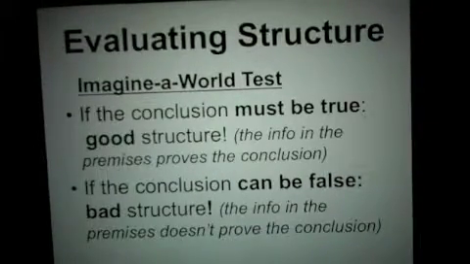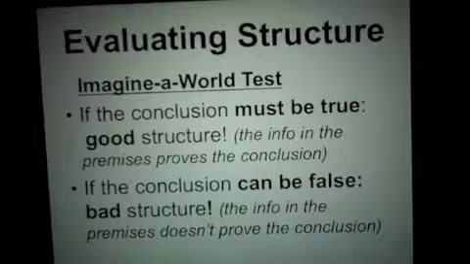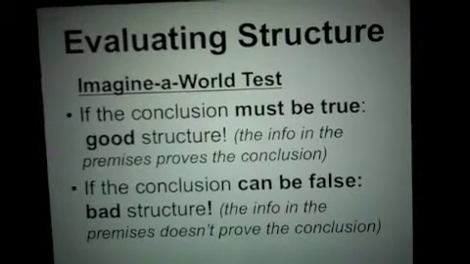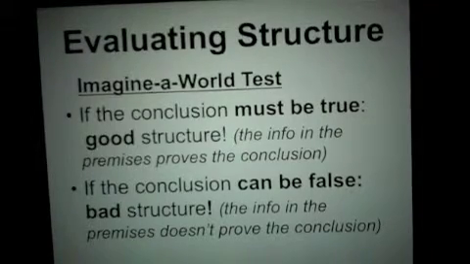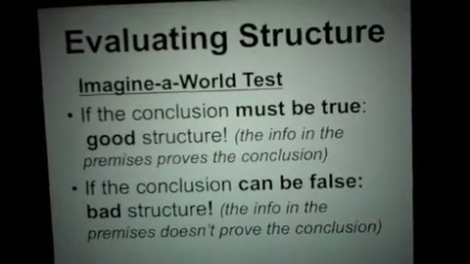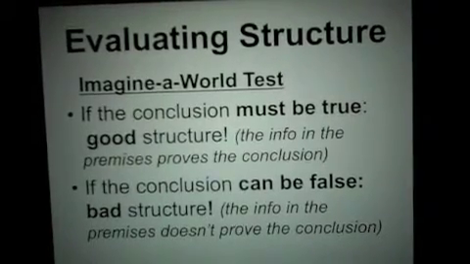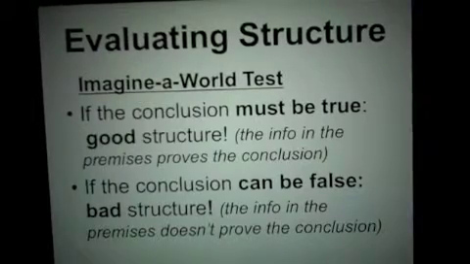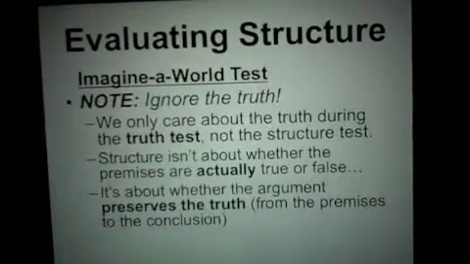Now, depending on your answer to that question, that's going to tell you whether you have a good logical structure or a bad logical structure. If the conclusion has to be true, that means the argument has good structure. The information provided in the premises prove that the conclusion is true. If the conclusion can be false, however, that's when you have a bad structure. The information in the premises didn't prove the conclusion. It didn't give you enough information to logically lead you to that conclusion.